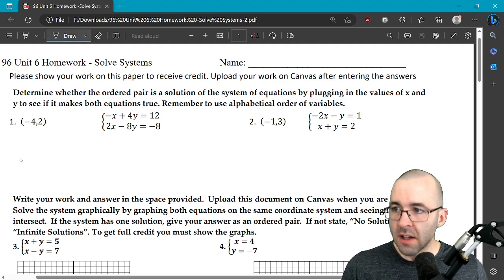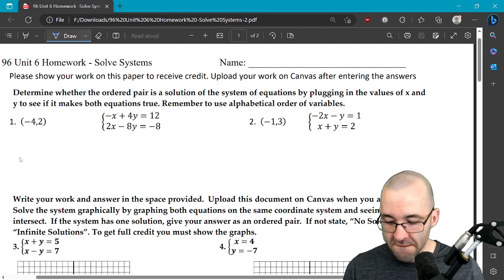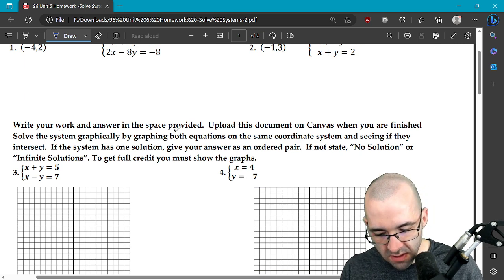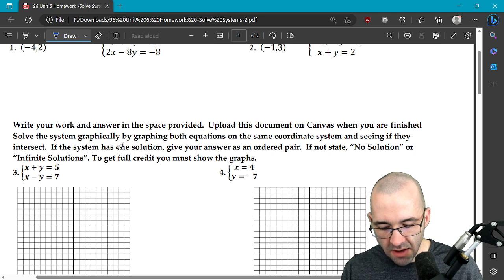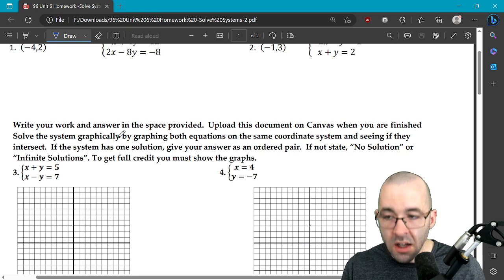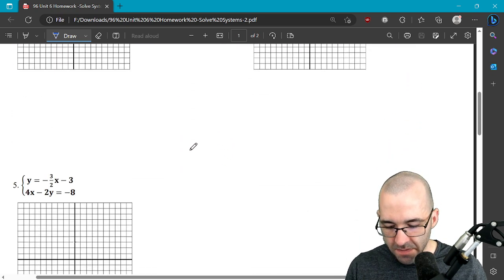Okay? We're going to start with number 5. Write your work and answer in the space provided. Upload this document on Canvas when you're finished. Solve the system graphically by graphing both equations and seeing if they intersect. If it has one solution, give your answer as an ordered pair. If not, state either no solution or infinite solutions. You must show the graphs.